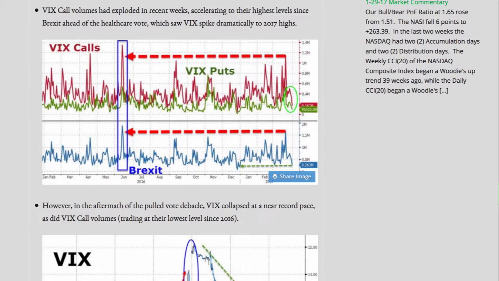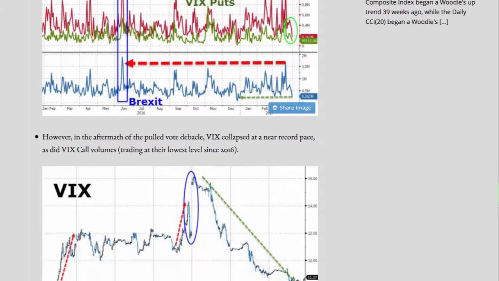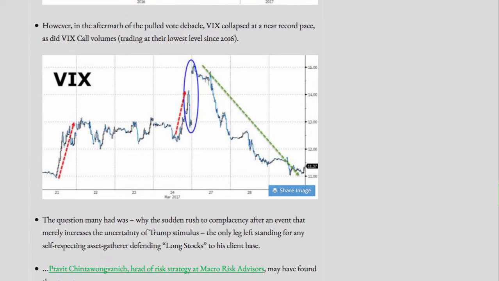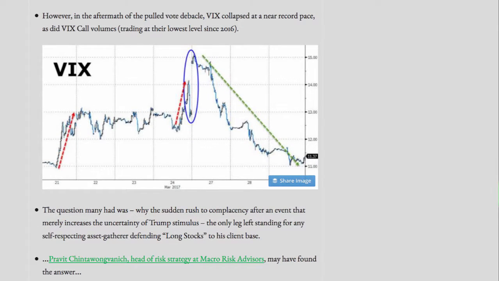VIX call volumes had exploded in recent weeks, accelerating to their highest levels since Brexit, ahead of the healthcare vote, which saw VIX spike dramatically to 2017 highs. However, in the aftermath of the pulled vote debacle, VIX collapsed at a near record pace, as did VIX call volumes, trading at their lowest level since 2016.